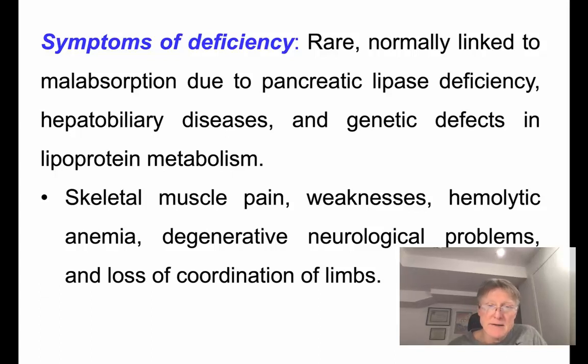These are the ones that usually manifest in conditions where people have symptoms of deficiency. But again, it's rare, because people normally have a regular supply of vitamin E in different foods they eat. It's more likely to be seen in those people who have malabsorption problems or some genetic deficiencies or defects that impair lipoprotein metabolism.